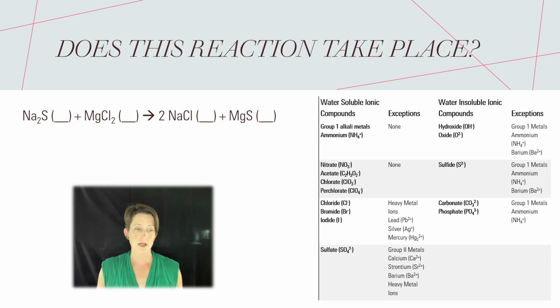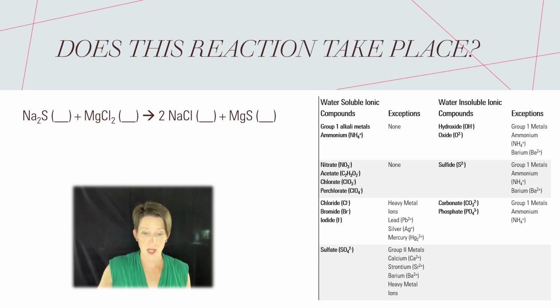Here we have a reaction. It's already balanced and written for you, but does this reaction take place? We can determine if this reaction takes place by looking at the state of matter. If they all stay the same, no metathesis reaction occurred. If one of those products changes states of matter, a metathesis reaction has happened.